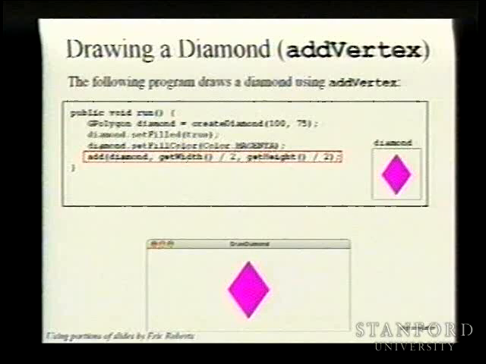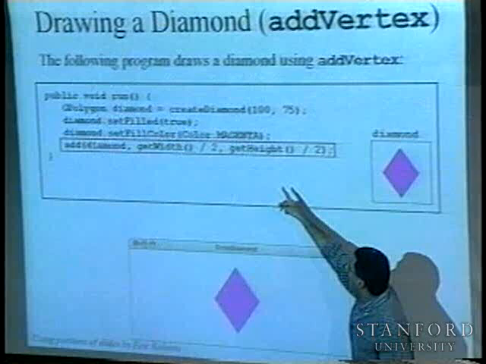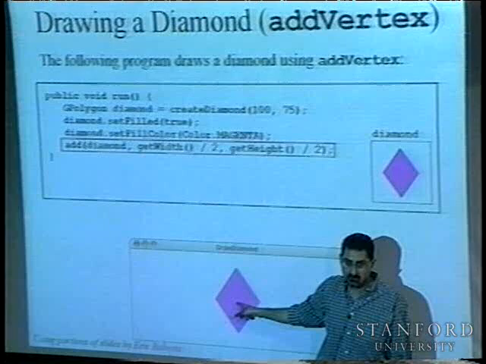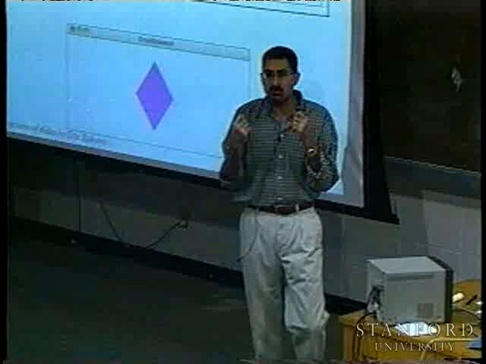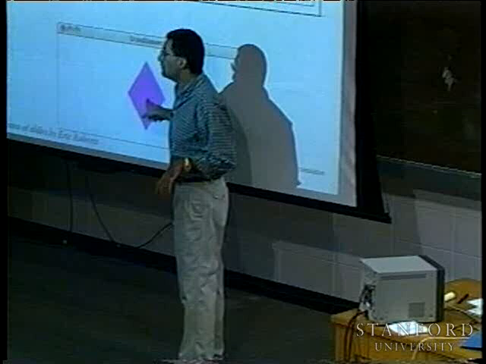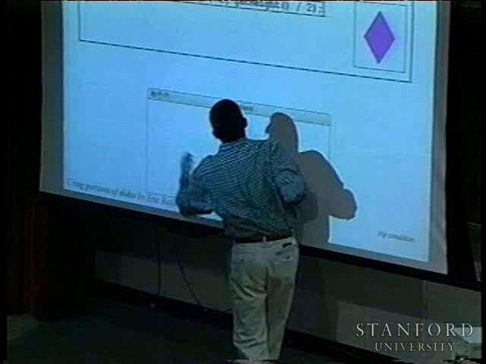The one thing that's important to note is when we add the diamond to our canvas, the location that we give for adding it to the canvas is the location of the reference point. So every time we do something with the polygon, once we've created it, the XY location that we specify for the canvas is the imaginary reference point. So here our middle point was get width divided by 2 this way, and get height divided by 2 is the center of the screen.